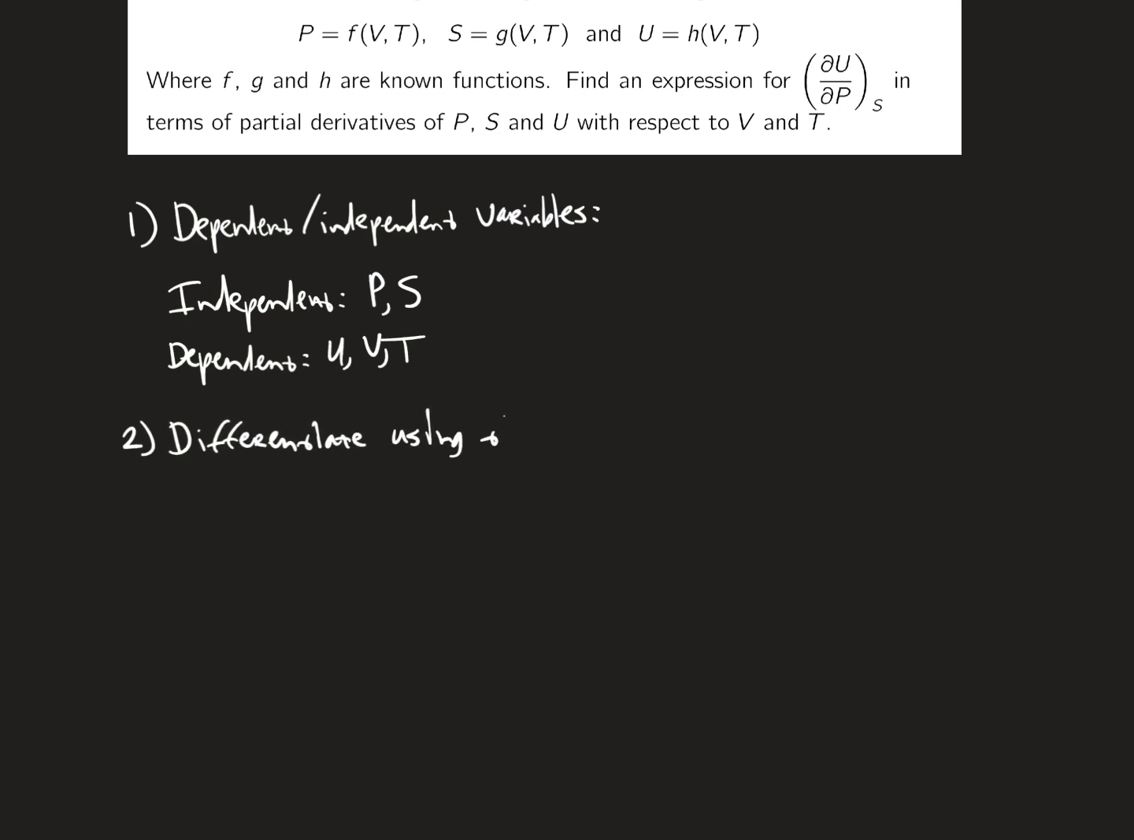Using the chain rule. And we start by finding a first expression for this delta U, delta P, where we keep S constant. And we use the third equation for that. So we know that U is equal to H of V and T. And we rewrite this in a form that we can recognize.